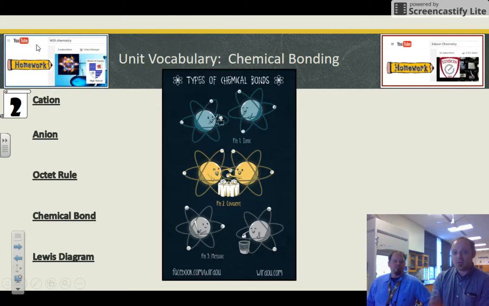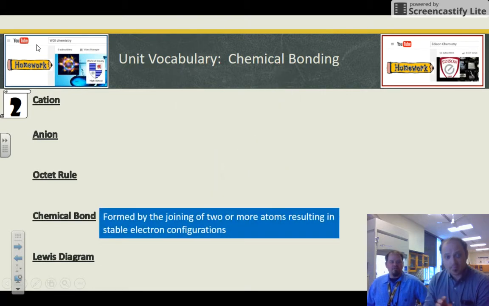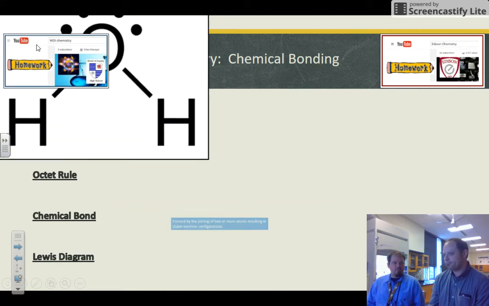The chemical bond: there are 3 types of chemical bonds. They're formed by joining of 2 or more atoms together, resulting in stable electron configurations. All atoms involved in the chemical bond will achieve stability through the bonding, whether it's ionic, covalent, or metallic. That is why they do it. And stable is low energy, so energy is released as we go to a lower energy.